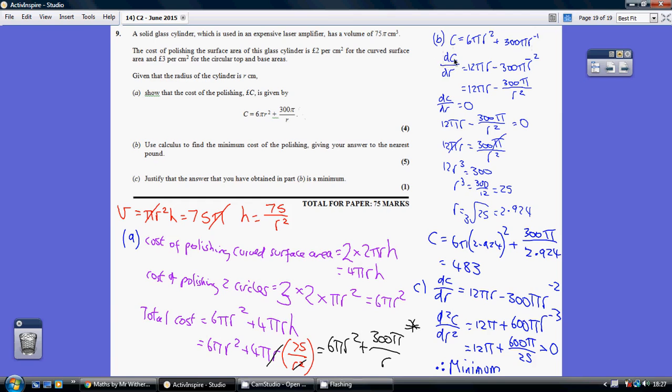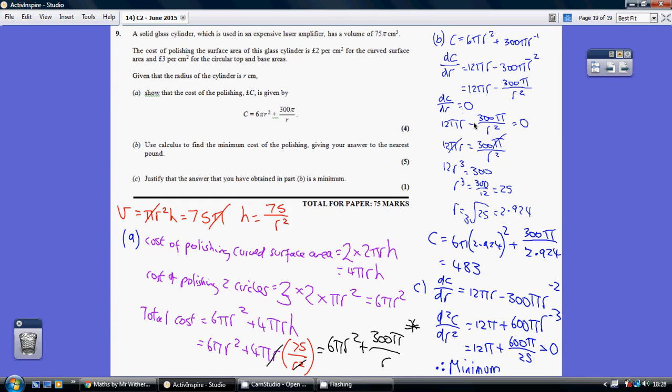Differentiating C with respect to r, we multiply by the current power and reduce the power by 1. We get 12 pi r, and then with the second term, again multiply by the current power, minus 1 times 300 is minus 300. Reduce the power by 1, we get r to the minus 2. In other words, our second term is minus 300 pi over r squared. Now, at a maximum or minimum, we set this differential equal to 0.